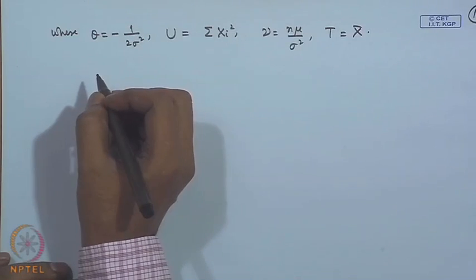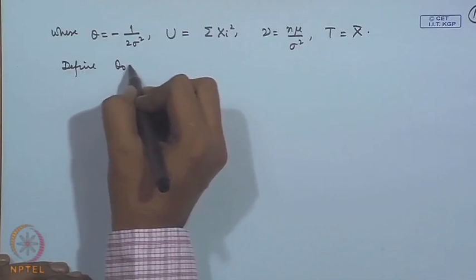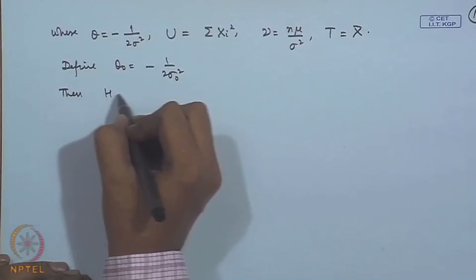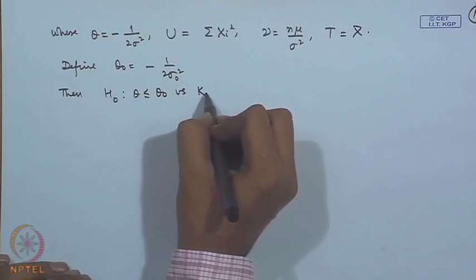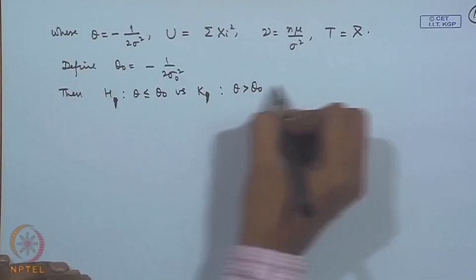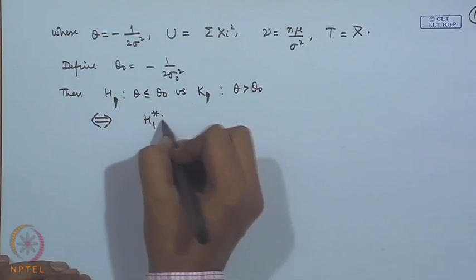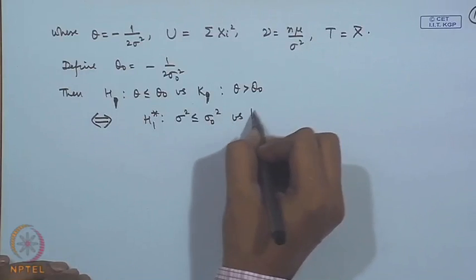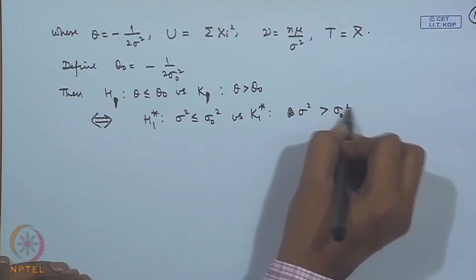So, if I write down a test like this, suppose I define theta naught is equal to minus 1 by 2 sigma naught square, then H naught theta less than or equal to theta naught versus H 1 theta greater than theta naught. This testing problem is equivalent to, let me call it H 1 star, sigma square less than or equal to sigma naught square versus K 1 star, sigma square greater than sigma naught square.